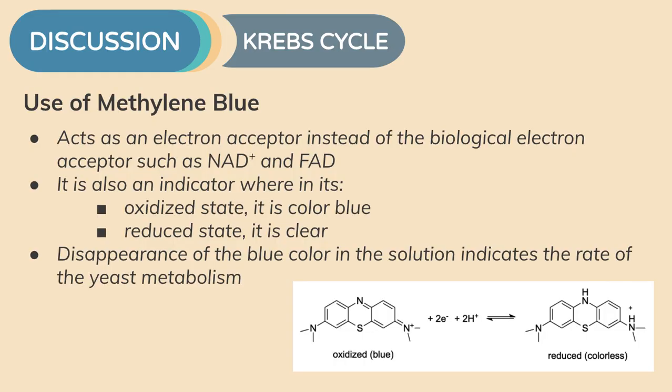For the experiment, methylene blue is used as an artificial electron acceptor instead of using NAD+ and FAD. As an indicator, methylene blue is blue in its oxidized state. On the other hand, methylene blue becomes clear once reduced. This property is useful for observing the metabolic processes happening in yeast, as the disappearance of the blue color indicates the rate of yeast metabolism.